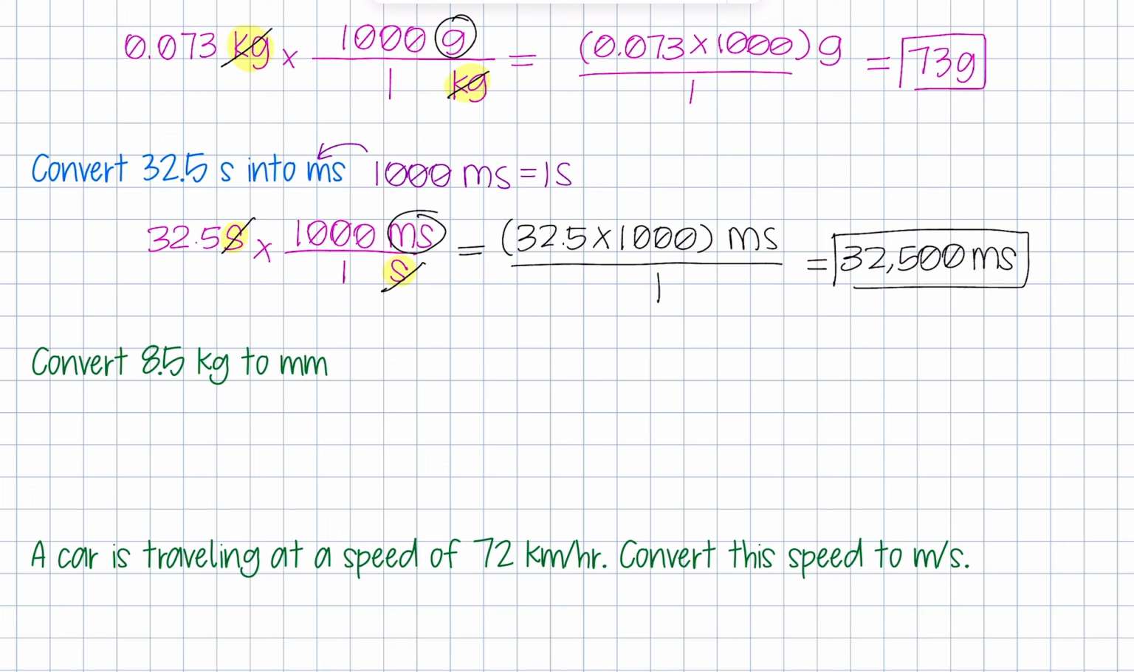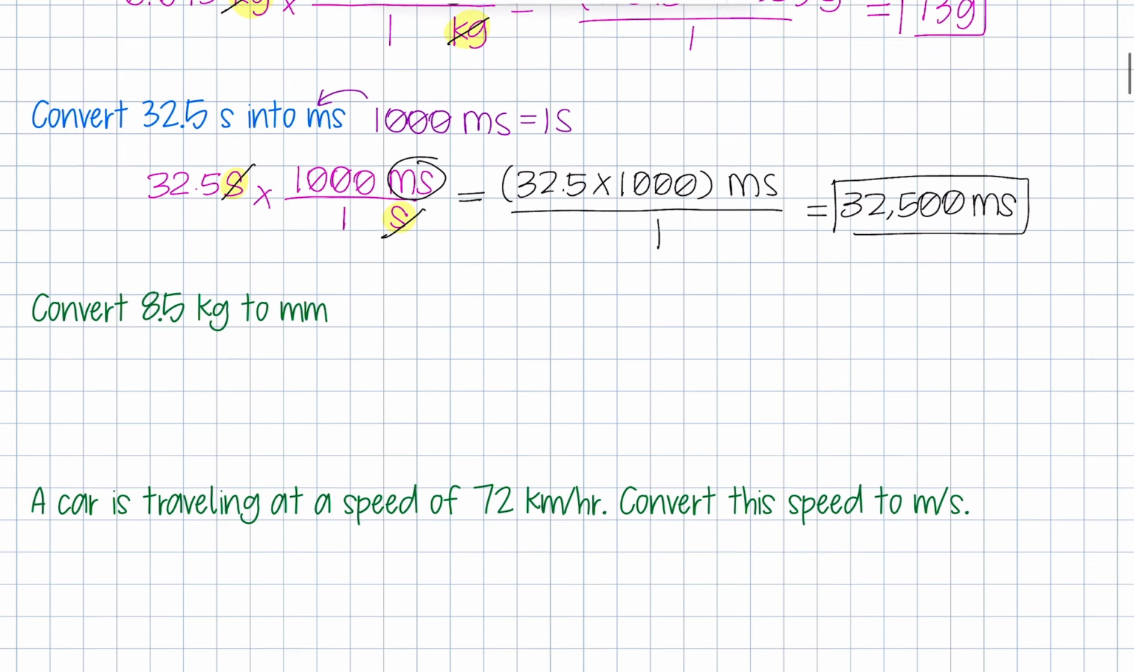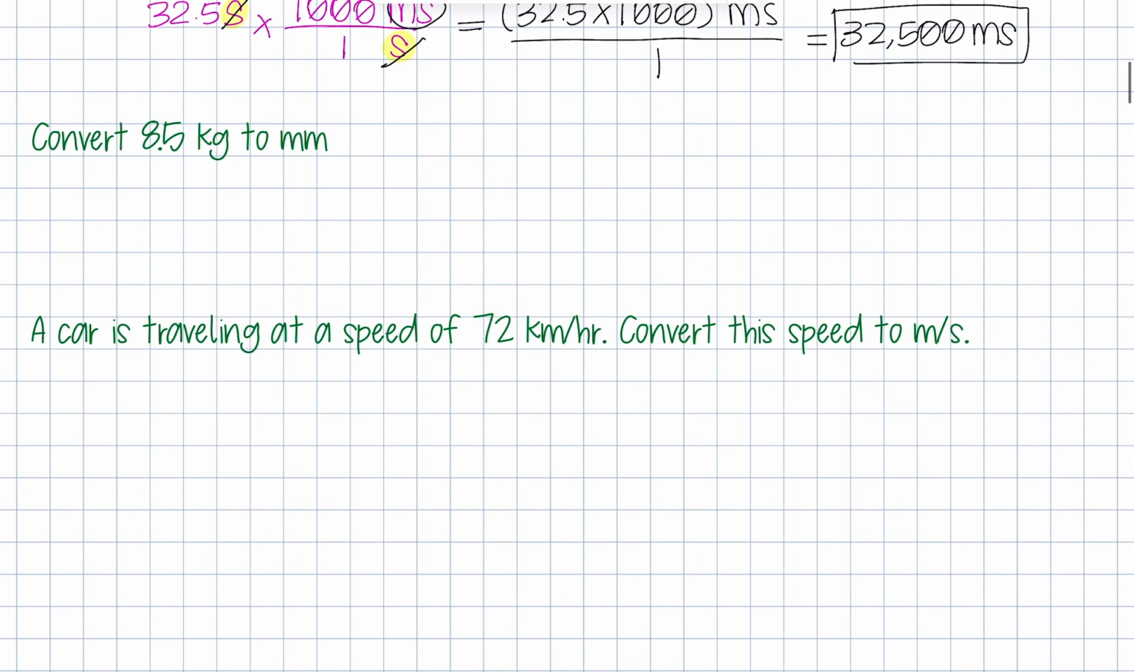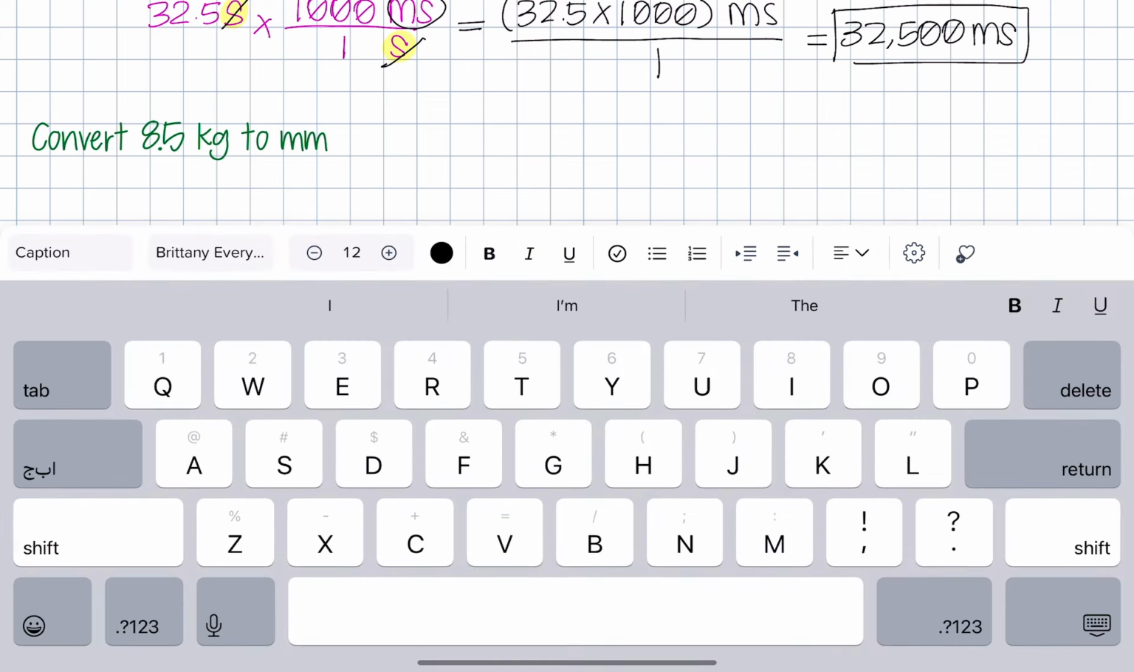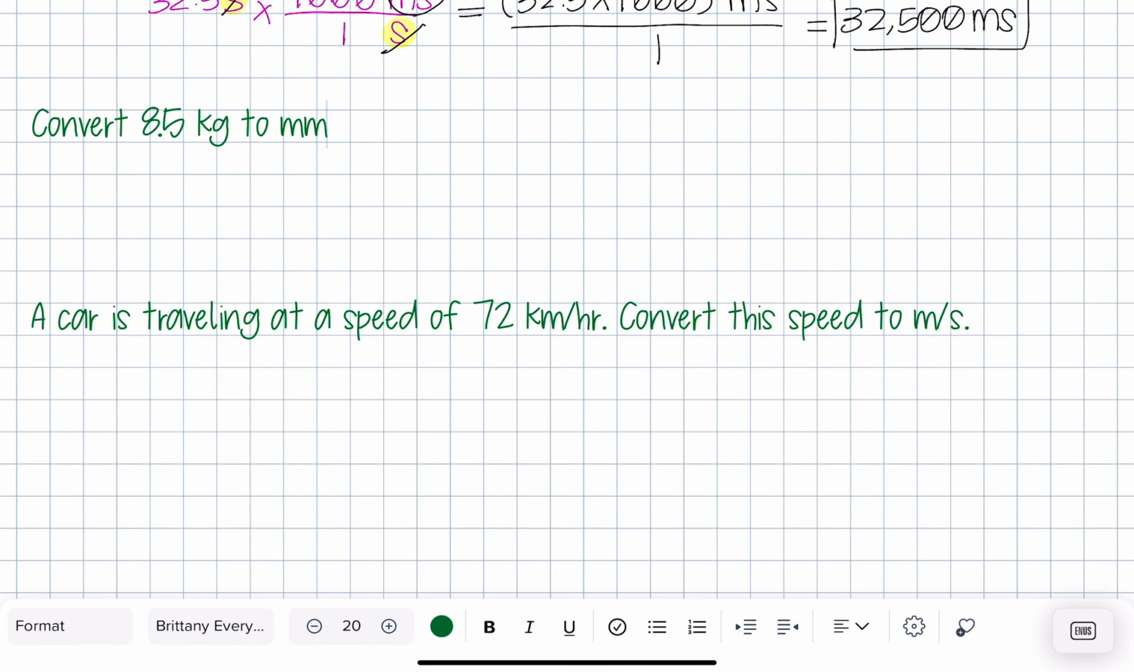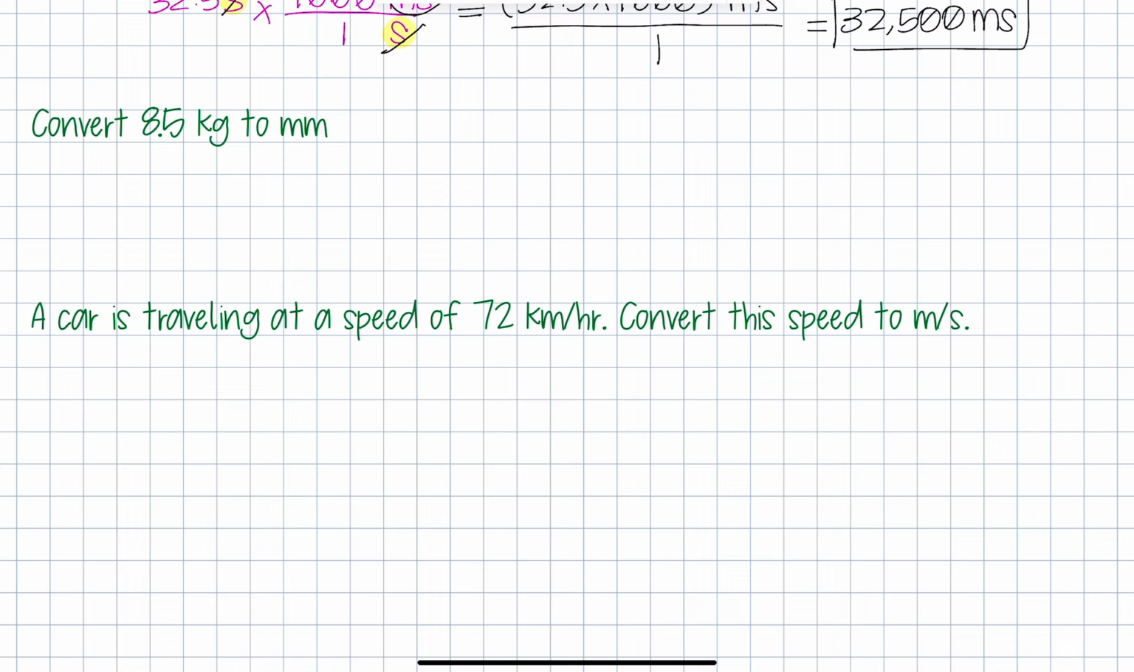So that's pretty straightforward. The next two problems that we're going to do are multi-step problems. Right. So there are two kinds of multi-step problems. The first one, I typed that wrong. Hold on. The first one, I'm just going to fix it here. The first problem is we're going to go from kilograms to milligrams.